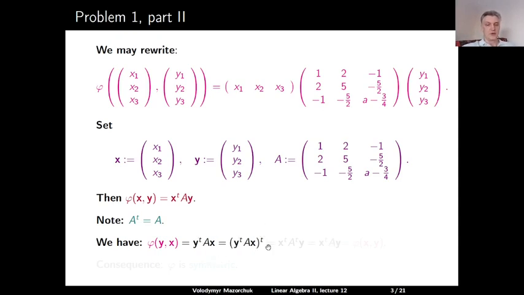So now when we compute the transpose of this product, we should take the product of the transpose matrices in the opposite order. So we get x transpose times A transpose times y. But since we know that A is equal to A transpose, this is equal to x transpose times A times y, which is exactly phi evaluated at the pair bold x, bold y. Consequently, we have just proved that our map phi is symmetric.